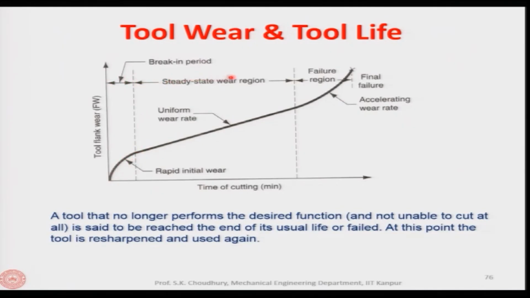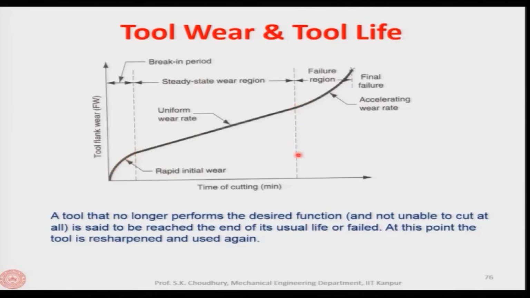After that, there is a steady wear because of the rubbing of the flank face with the already machined surface and the sliding of the chips over the rake face of the tool. So, this is the steady state wear region, and the wear rate will be uniform here, whereas in the first stage the rapid initial wear will be there.